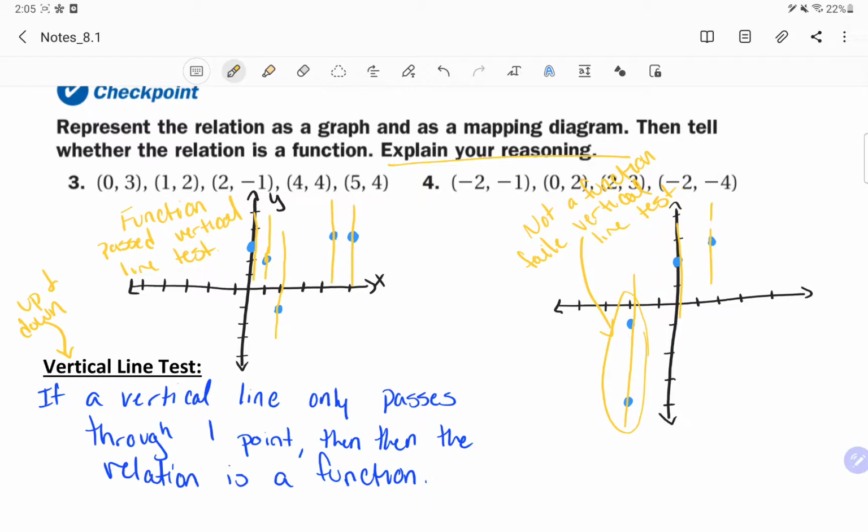So for number 4, I made my graph. Here's my x, here's my y-axis, and I plotted all my points. Okay. When I went in and I added my vertical lines in, I had 1 line here that hit 2 points. This vertical line hit 2 points, which meant this is not a function. That relation in number 4 is only a relation. It is not a function. Okay?